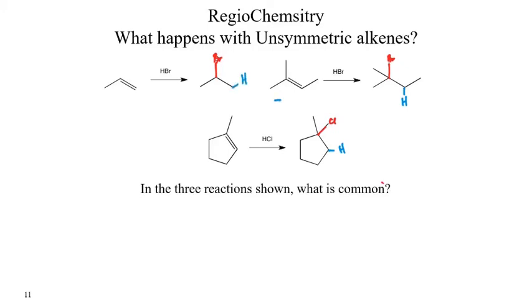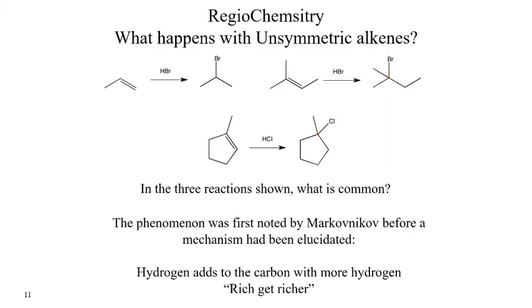Okay. And this is where you might hear people reference hydrogen as kind of a currency and say that the rich get richer and the poor get poorer, as in the carbons that had hydrogen get more hydrogen, and the carbons that didn't have hydrogen get not hydrogen. Okay. And so this is what Markovnikov noted before a mechanism had been elucidated. Okay, and so that's kind of neat that he was able to make this observation.